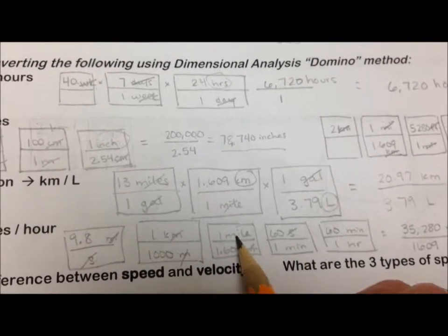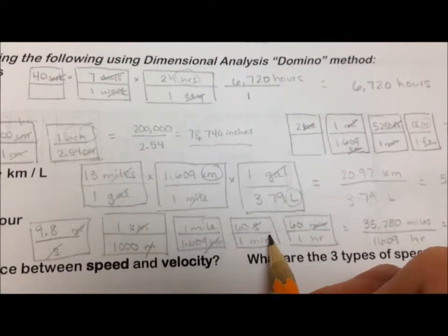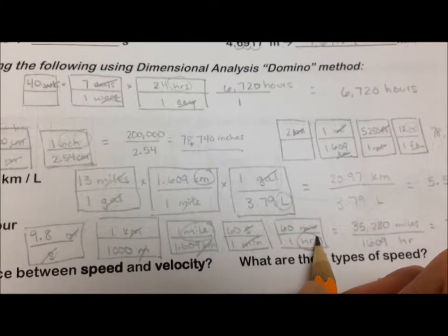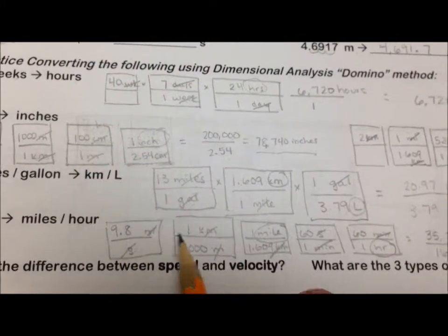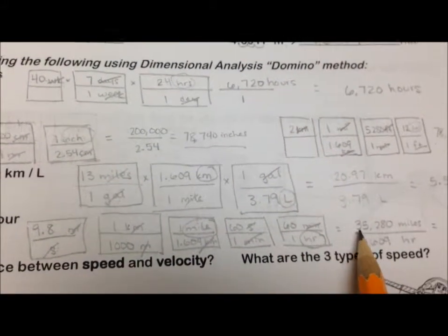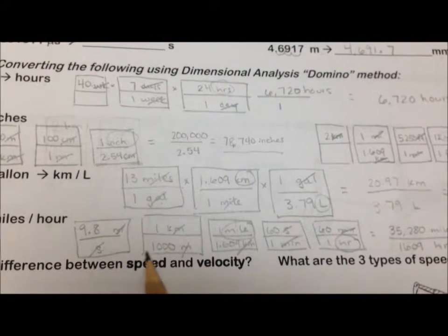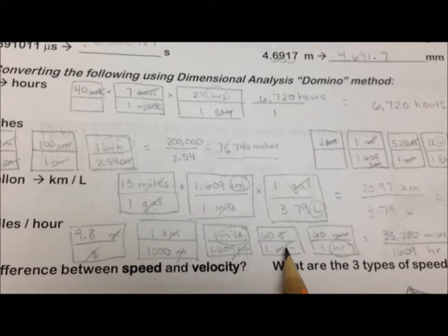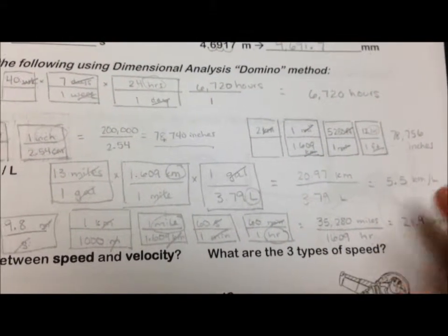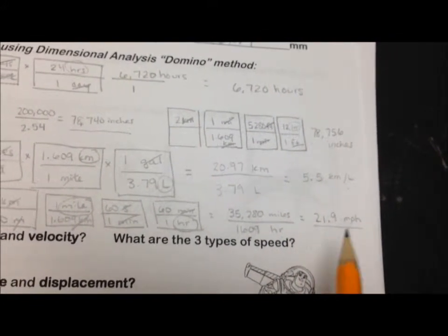Now I'm left with miles per minute, so I need to cancel out minutes. 60 minutes in 1 hour, so the minutes cancel out. Now my only units left are miles per hour. So I multiply across the top. 9.8 times 1 times 1 times 60 times 60 gives me 35,280 miles. And then 1 times 1,000 times 1.609 times 1 times 1, 1,609 hours. Simplify that fraction down, you get 21.9 miles per hour.